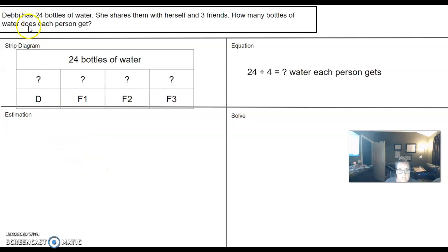The final question says Debbie has 24 bottles of water. She shares them with herself and 3 friends. How many bottles of water does each person get? Again, we have our strip diagram and our equation. Today, you're going to focus on the estimation.